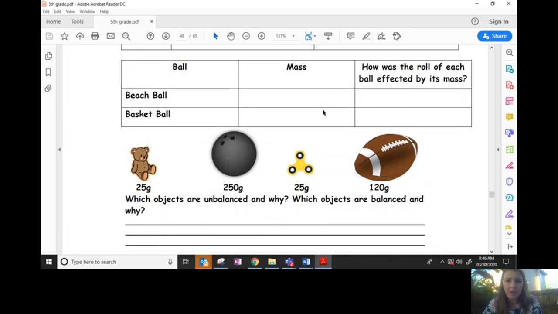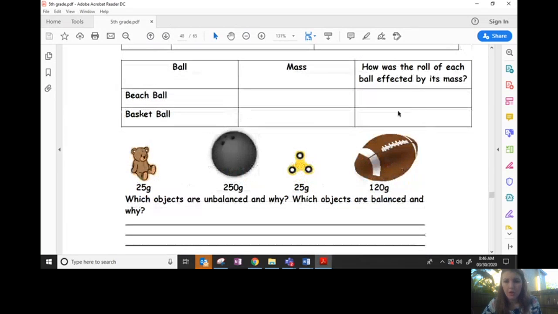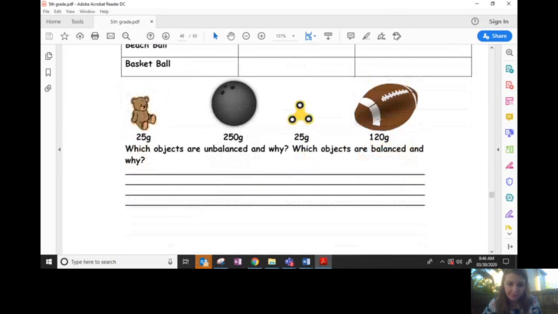If you had a beach ball and a basketball, you could write their mass, or about how much you think their mass would be, and then how was the roll of each ball affected by its mass. So as you rolled them, what did you notice based off of their mass?